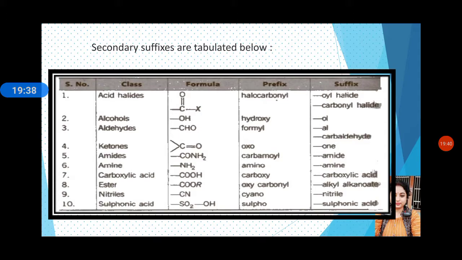These are the secondary suffixes, which are tabulated below. After writing so many, when you practice, many of the groups and their prefix names and suffix names will be learned by you. We have to do lots of practice of writing IUPAC names of organic compounds. Do remember this.